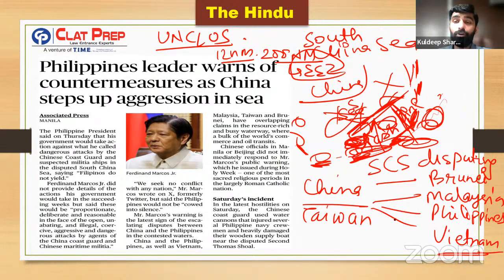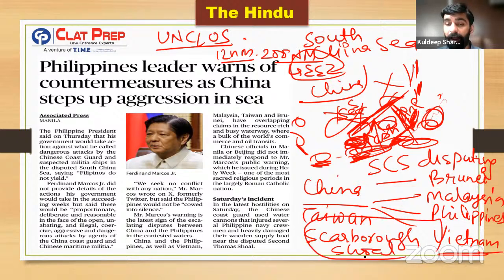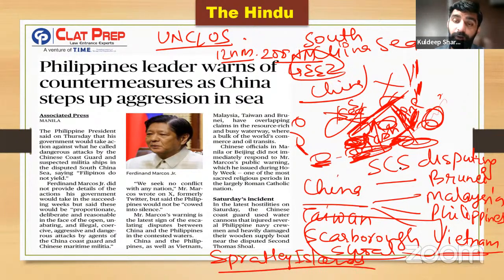Two major island groups in dispute between these countries are the Scarborough Shoal, which is a group of islands, and the Spratly Islands. The Spratly Islands are disputed among the whole of the South China Sea claimants, because it is a group with many islands. However, the Scarborough Shoal is basically a dispute between China and the Philippines.